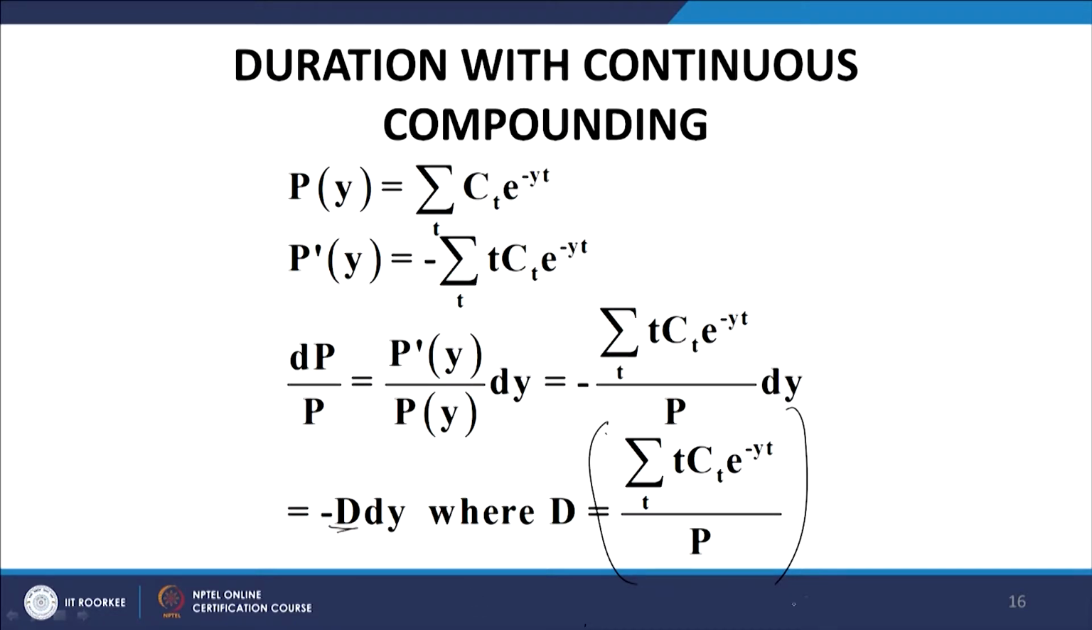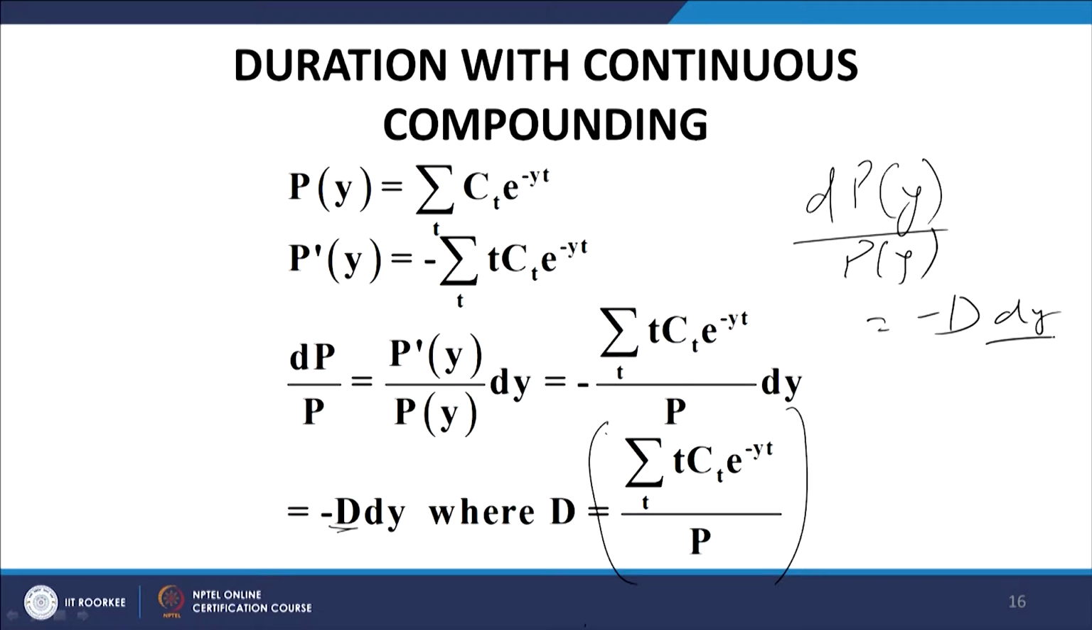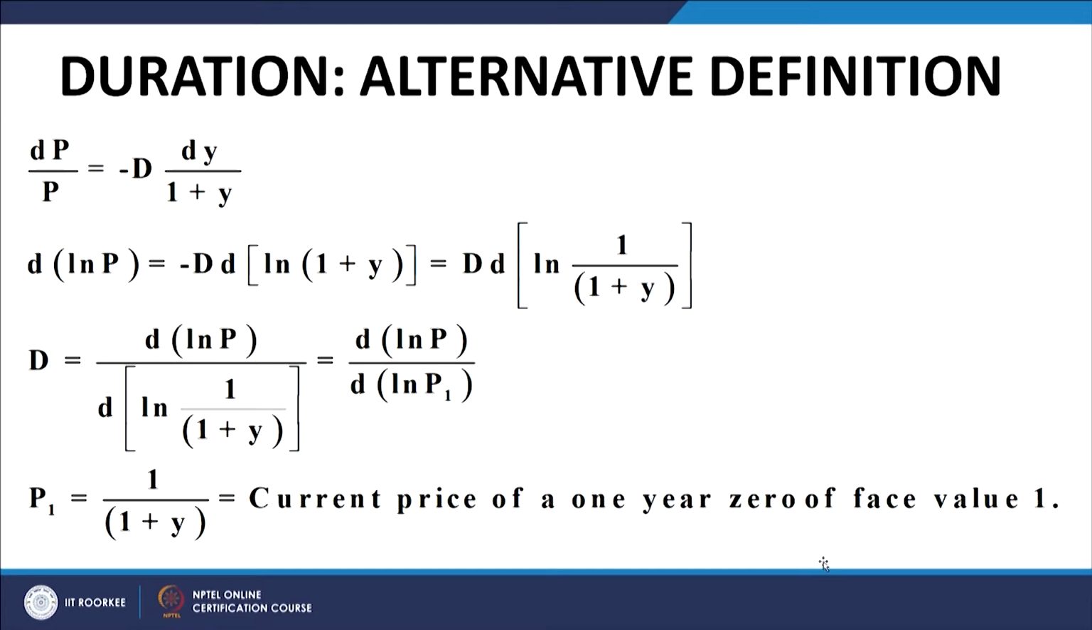In the case of annual compounding, if you recall, dP upon P was given by minus D into dy upon 1 plus y. This factor is no longer there when we talk about continuous compounding. We shall be using this when we talk about interest rate futures. That is why the concept is presented here. This is an alternative definition. Those of you who are interested can have a look at this.